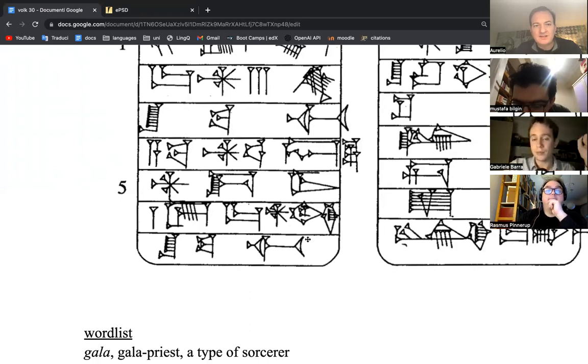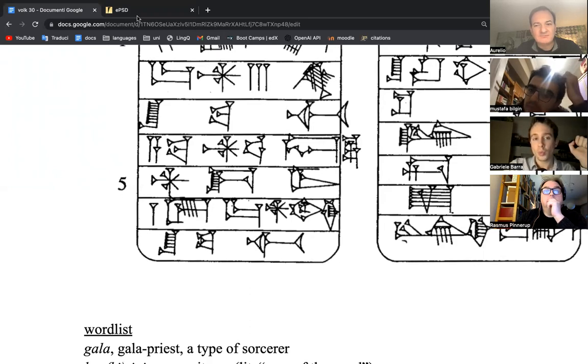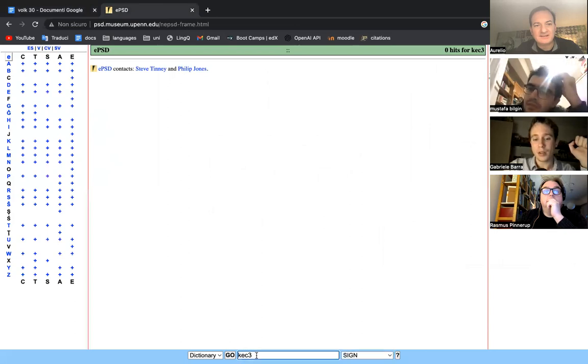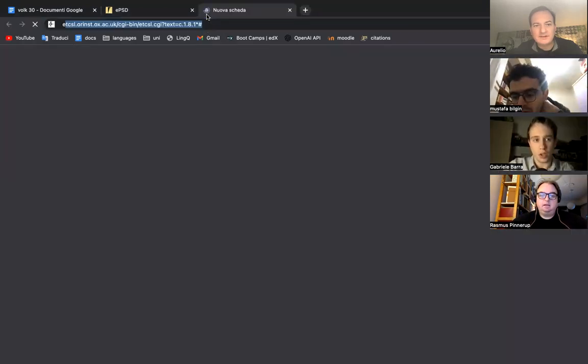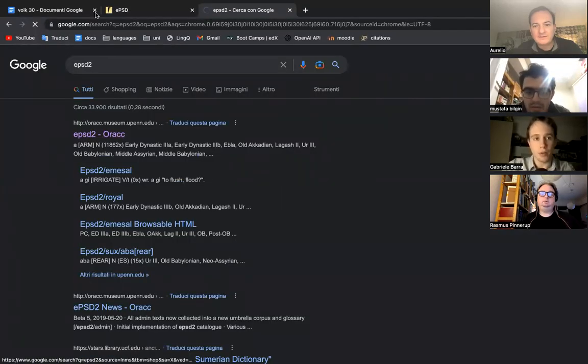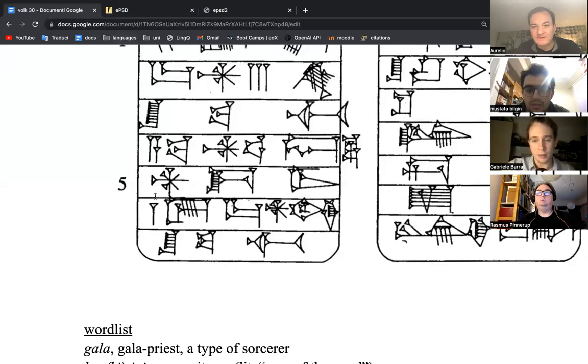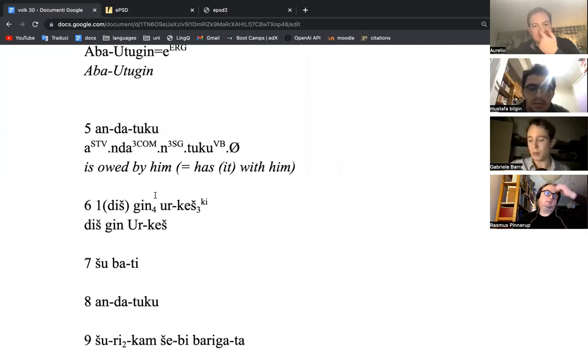What does SN mean again in ePSD2? N is normally name, like DN would be divine name. What is SN? Silly name. I'm not sure actually. Let me check. A settlement name. Oh, it stands for settlement. Yes. So okay, it's a place, probably. The place is called Kesh, and he's the Ur-Kesh.